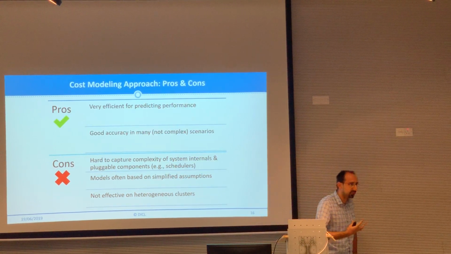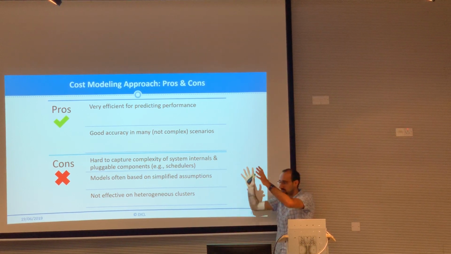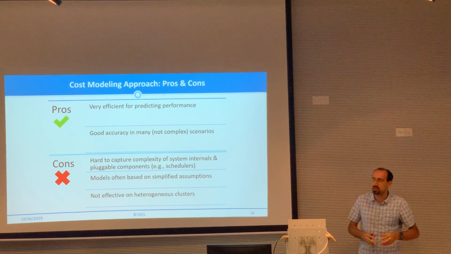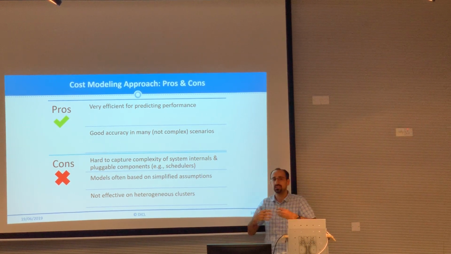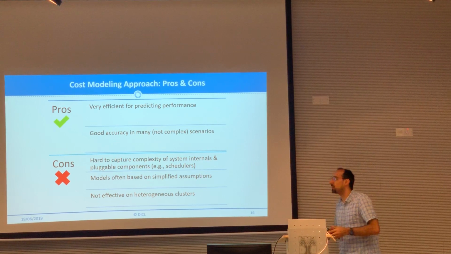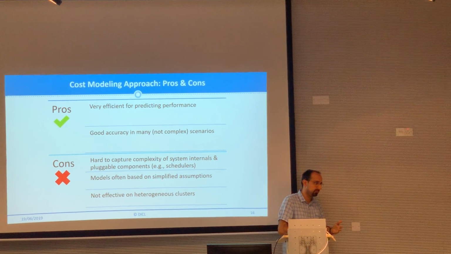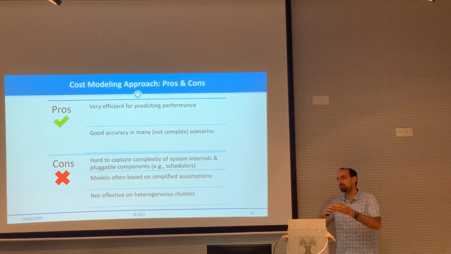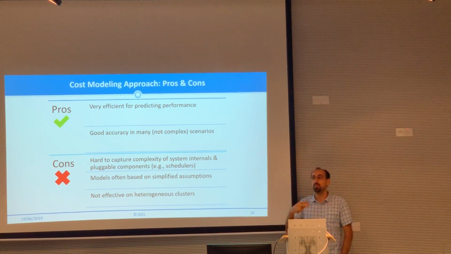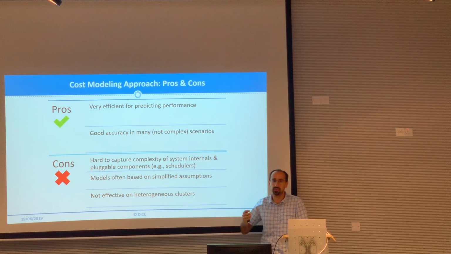So at the end of the day, the cost modeling approach gives you a very efficient way of predicting performance, because all you have to do is essentially plug in numbers into a set of mathematical equations, right? And then you get the answer out of that. And it gives you fairly good accuracy in a lot of scenarios. The problem though is that we're talking about distributed, very complex systems, right? So it's very hard to model every little detail using just mathematical models, right? So a lot of the time these models are based on some simplified assumptions, either with regards to the data properties themselves, or with regards to the application characteristics and so on. It's also very hard to capture some of the system internals and some of the pluggable components. For example, if you change the scheduler, all of a sudden, half of your models might not work anymore.